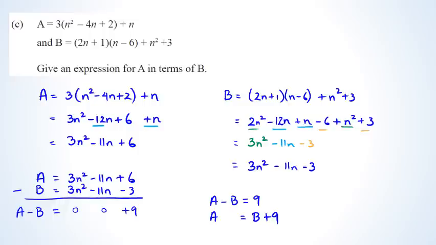And you can kind of see that because really if you look at b, you've got 3n squared minus 11n minus 3. So just looking at that value, if I add 9 to this, 9 minus 3 will become 6, and that's another way you can kind of see that this part here you can write as b plus 9. That's another way you can do it as well. Okay, let's go to the next question.